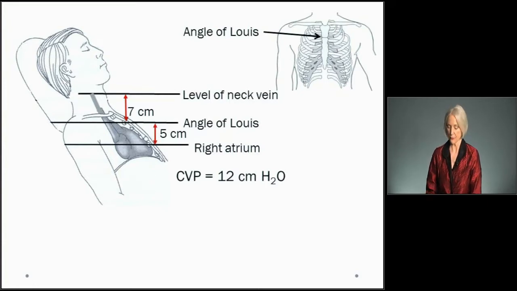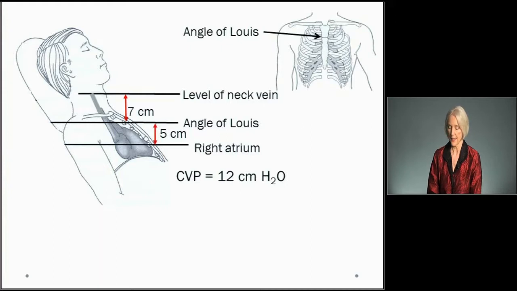If we take a ruler and put it on the sternum and measure from the top of that ruler to the height of the neck vein as illustrated in that picture, in my example here, I show the neck vein 7 centimeters above that angle of Louis. If we add that 7 to the 5, we have a CVP estimate of about 12 centimeters of water, and it should not be any more than 9 in order to be normal.